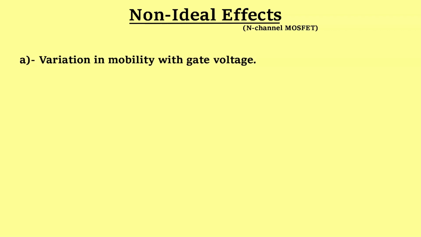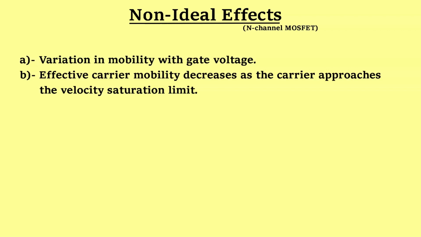We have so far assumed that mobility is independent of electric field and is a constant, but that may not be the case because of two specific reasons. First is variation in mobility with gate voltage, and the other one is the effective carrier mobility decreases as the carrier approaches the velocity saturation limit. We have actually studied similar topics in the first unit, Basic Semiconductor Physics.